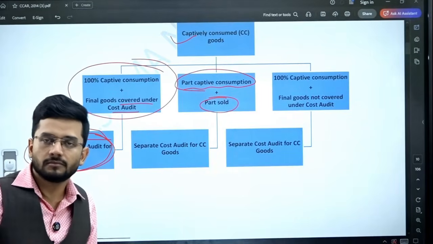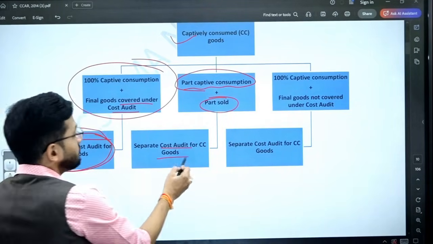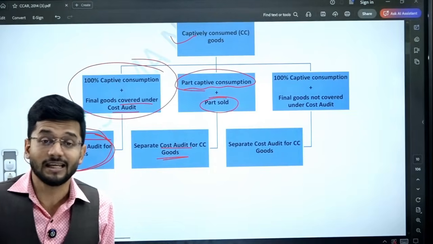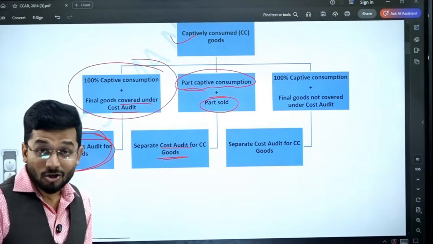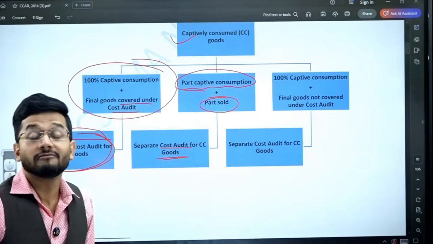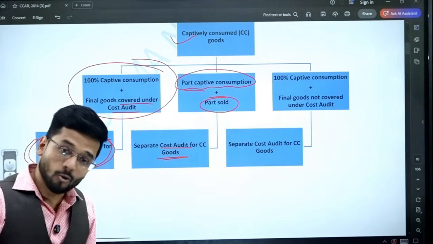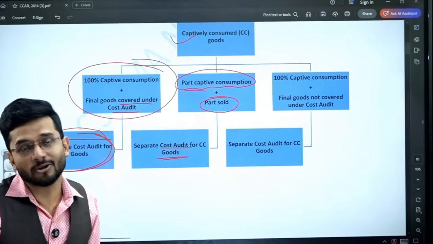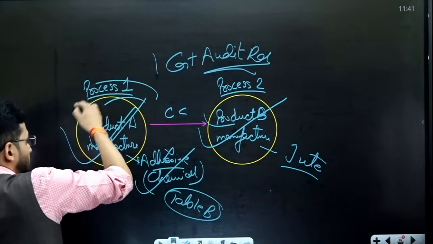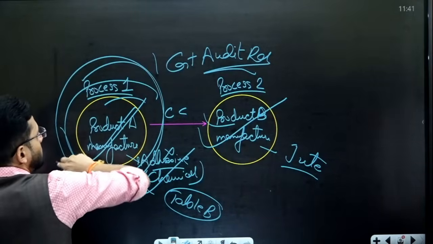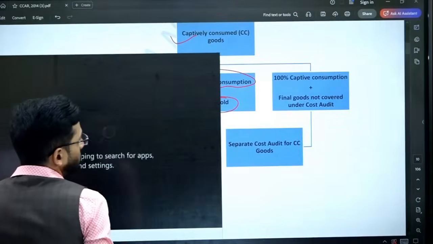Situation 2, captively consumed goods, partly captively consumed and partly sold in market. Partly you have consumed them on your own, partly you have sold in market. Separate cost audit for captively consumed goods. Yes, you are selling captively consumed goods which is already covered under cost audit. Separate cost audit is required to be done for that part of captively consumed goods. Yes, only captively consumed goods require to be audited. So you will prepare an audit report only for this product A. You will prepare a cost audit report, not for product B. For product A, you will prepare a cost audit report.